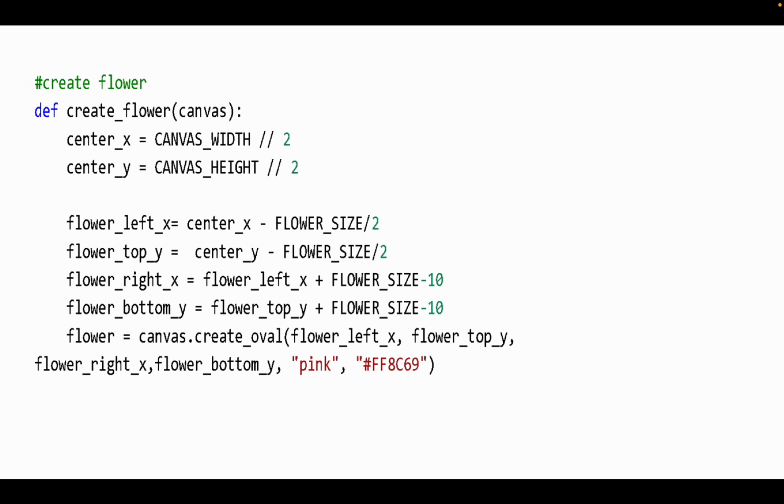Now, the create flower function involves centering the X and Y coordinates in the middle of the canvas. We use the constant flower size to determine the size of the flower, and we create an oval to determine the overall shape of the flower. Within that create oval parameter, we also set the colors for the flower.